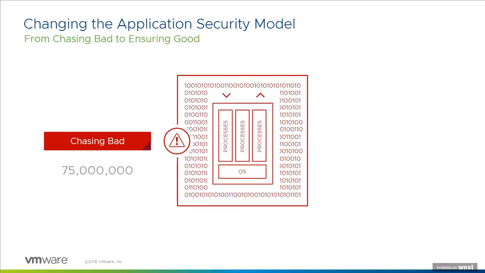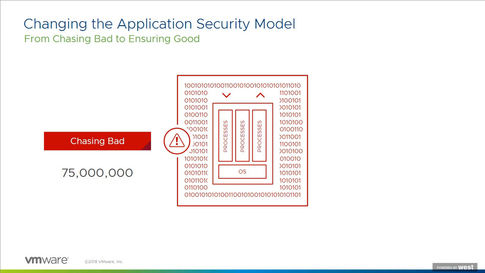So AppDefense itself is shifting the application security model. If we look at the traditional endpoint security or application security model, it's a model that focuses on chasing bad. So many application security technologies use a set of signatures that they look for to protect against. So we're chasing what we know to be bad.